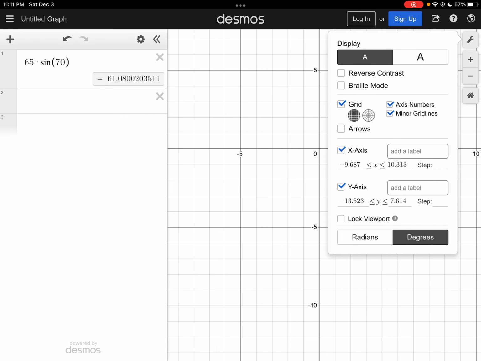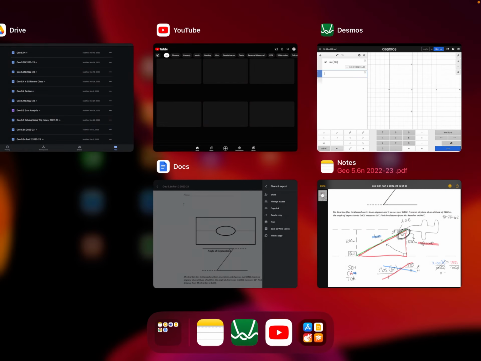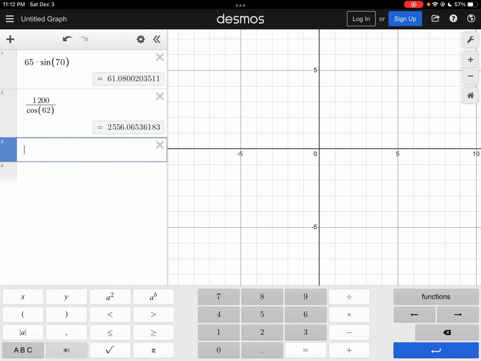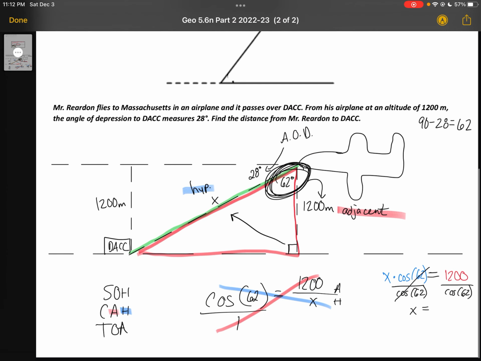Always check in your settings that you are in degrees there. So again, if you're in radians, change that over to degrees. And then we can punch in our value. So once more, it was 1200 divided by the cosine of 62. So 2556.07.